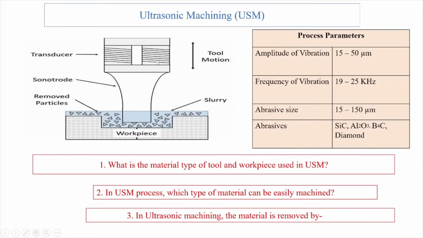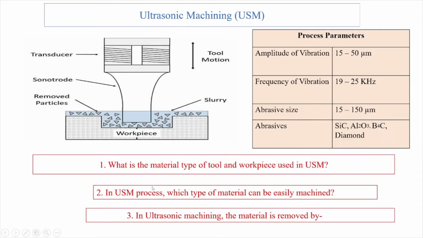So as we have seen how ultrasonic machining works, there are the process parameters which are, as I have told, amplitude of vibration should be around 15 to 50 micrometer, then frequency will be in between 19 to 25 kilohertz. Abrasives which are used in ultrasonic machining process are SiC, Al2O3, B4C and diamond, and abrasive size also falls between 15 to 150 micrometer.